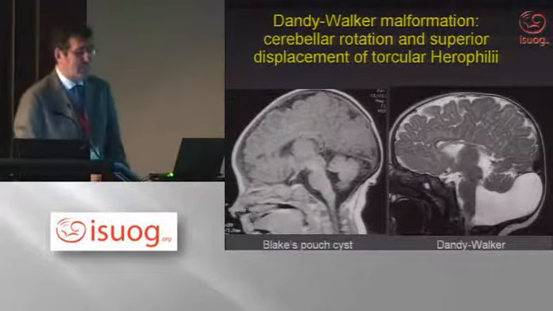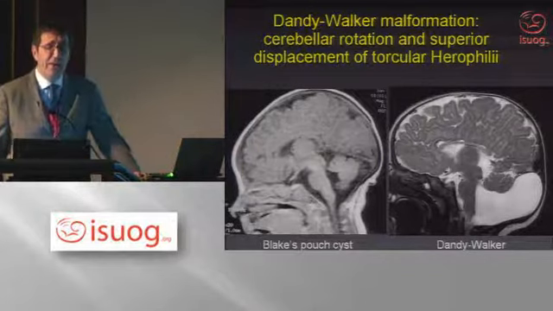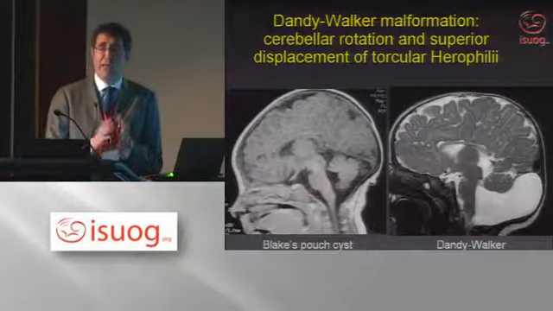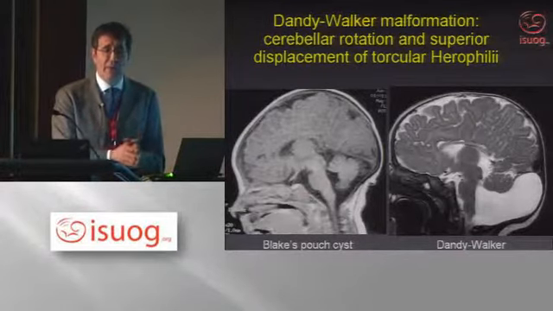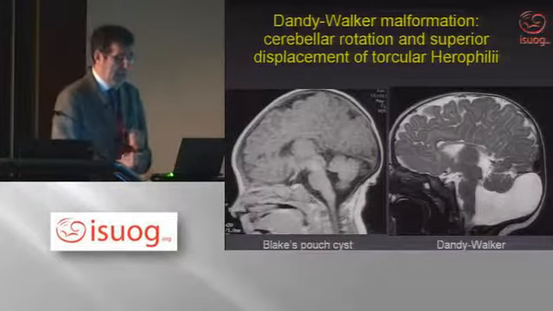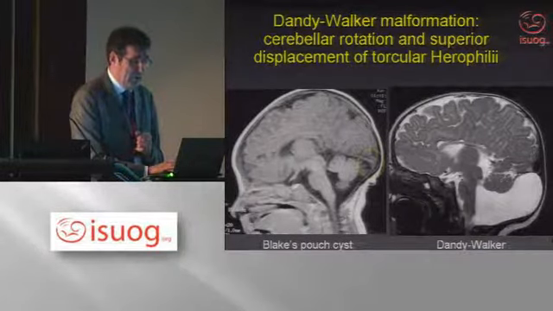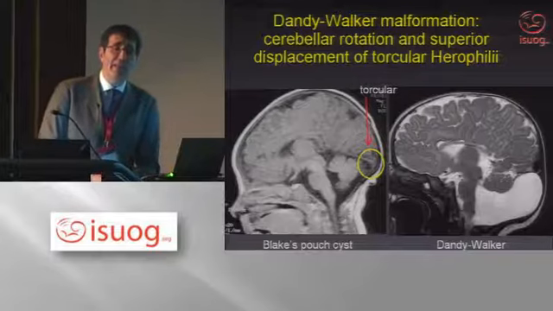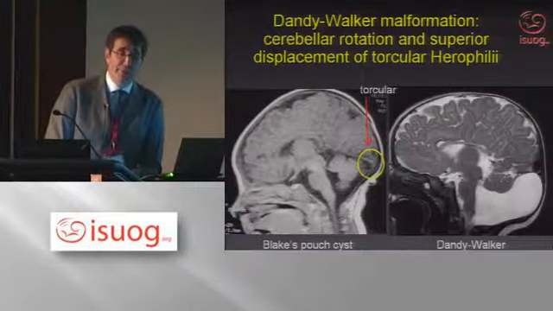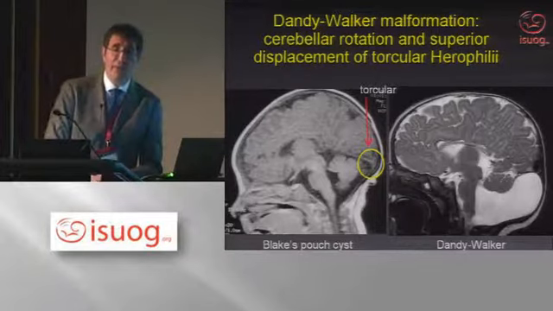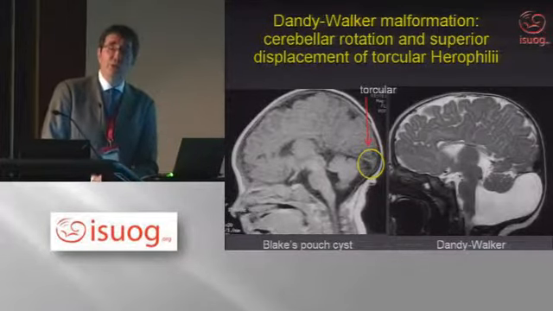More about that. This is a comparison between a Blake's pouch cyst and the Dandy-Walker malformation. The distinction is important because Blake's pouch cysts usually have an excellent outcome. It's probably a normal variant. Dandy-Walker malformation is significantly associated with problems. And the point is that under normal condition, the torcular is implanted at the same level of the neck muscles. You know where the neck muscles are implanted? If you touch the back of your head, you can clearly identify the position where the neck muscles are implanted. That is where the torcular should be.